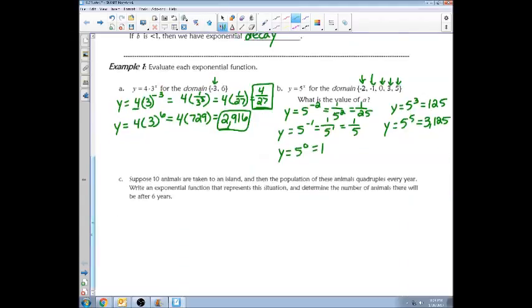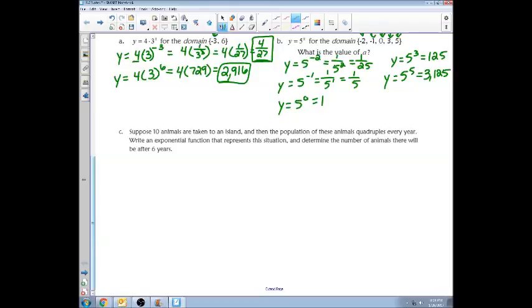Part C, we have a story problem. Suppose 10 animals are taken to an island. Before we even continue, what is our formula? Y equals A times B raised to the x. A is our initial value, B is our growth rate, X is our time. So suppose 10 animals are taken to an island, and then the population of these animals quadruples every year.